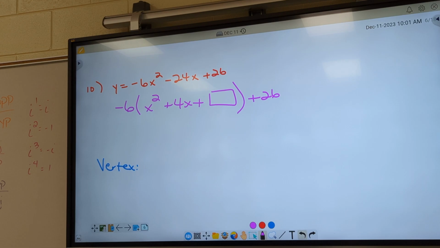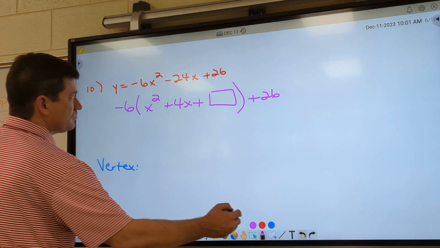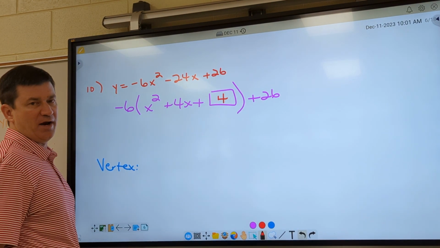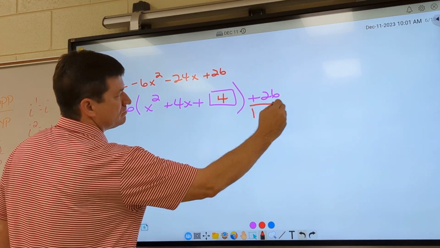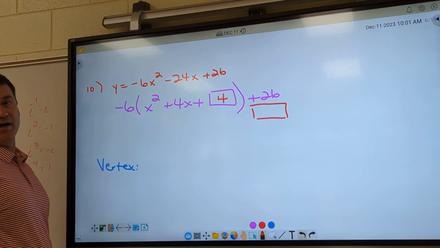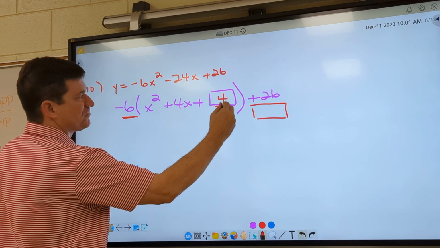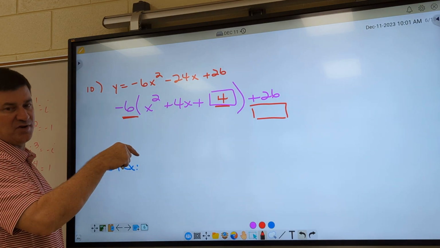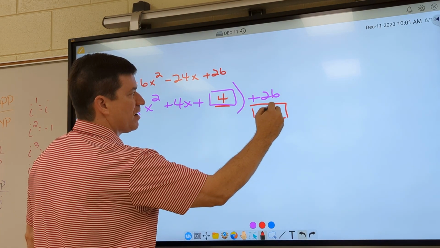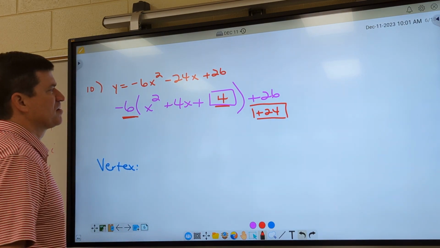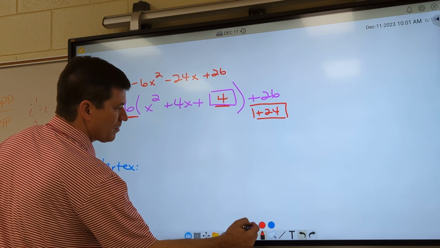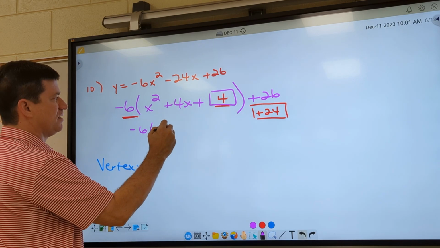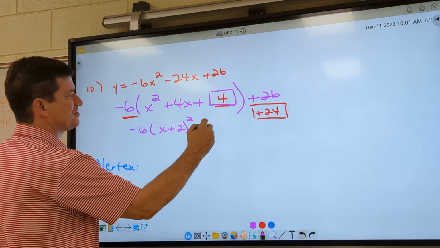All right, Hunter, what goes in the box? 4. All right, that's one area. Hunter, what goes out here? Plus 24. All right, let's see if he's right. Negative 6 times 4 is negative 24. Don't forget, you got to flip the sign on these. That'd be positive 24. Did I mess up somewhere? I feel like I messed up. Is that good, buddy? Okay. All right, so I got negative 6, x plus 2 squared plus 50.